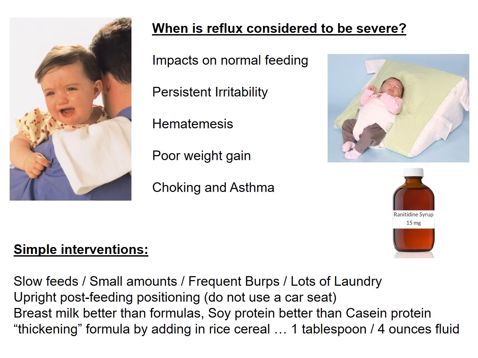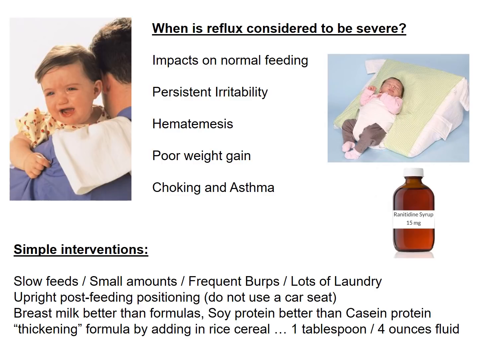So when is reflux considered to be severe? If it impacts normal feeding, persistent irritability, if the baby spits up, coughs up blood, has bad weight gain, or if they are starting to choke and cough, and definitely if they're showing some symptoms of wheezing or asthma. So again, just mention the simple interventions: slow feeds, small amounts, frequent burping, lots of laundry, right, from all the wet burps that you're gonna have on your shoulder.